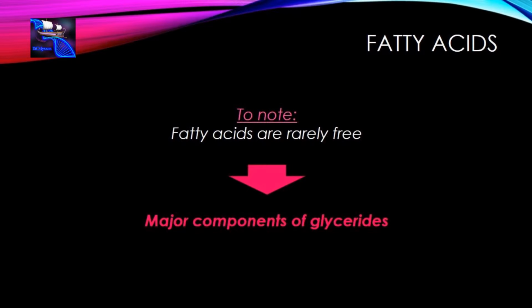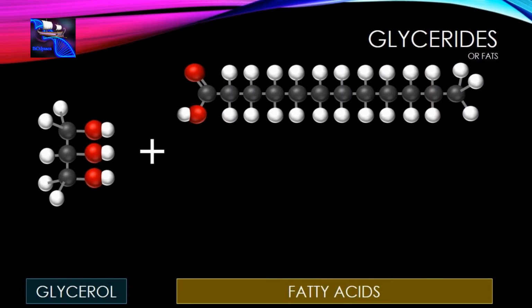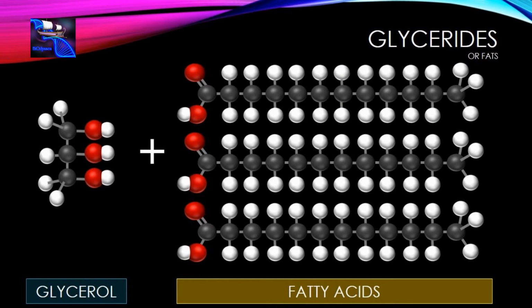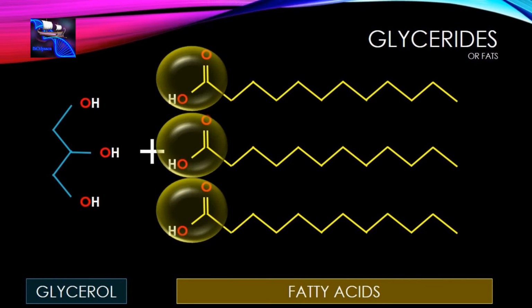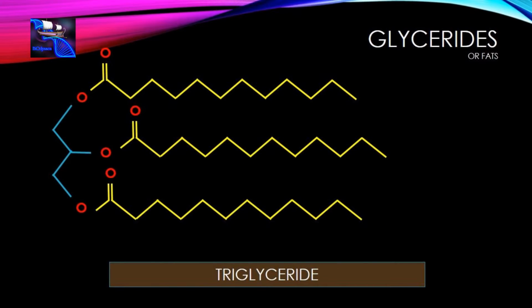However, fatty acids are rarely free and are in fact major constituents of more complex structures called glycerides or acylglycerols, or more generally fats. Glycerides are esters formed from glycerol and fatty acids. Thus, glycerol presents 3 hydroxyl functional groups which can be esterified with 1, 2, or 3 fatty acids, also represented like this to simplify. And these esterifications will give rise to monoglycerides, diglycerides, or triglycerides.